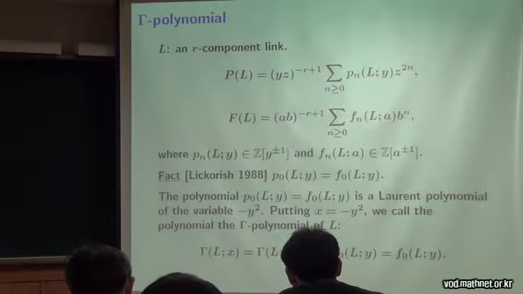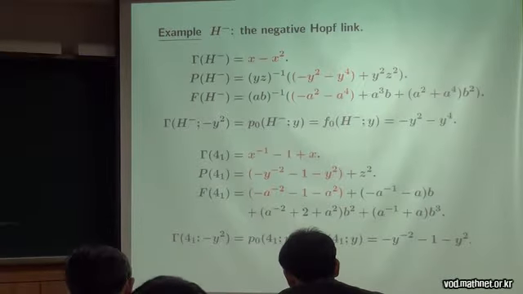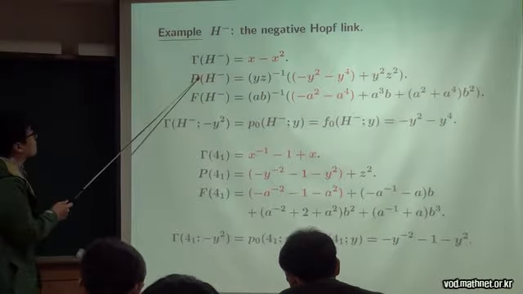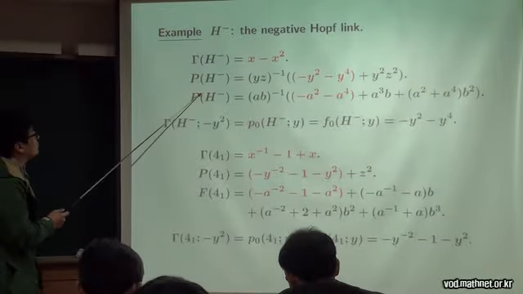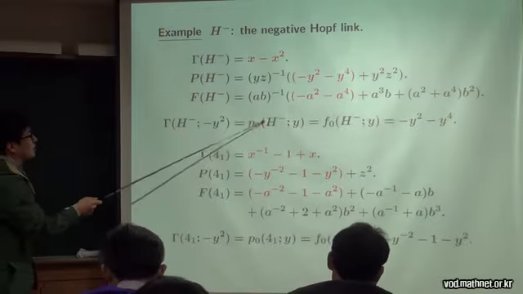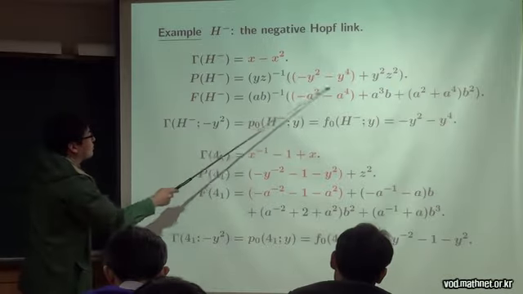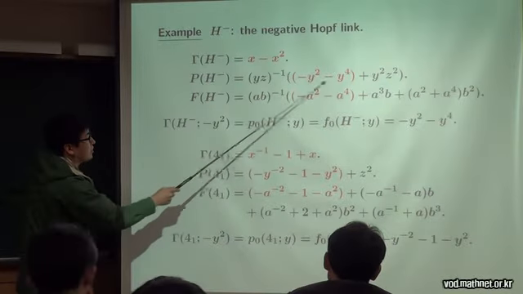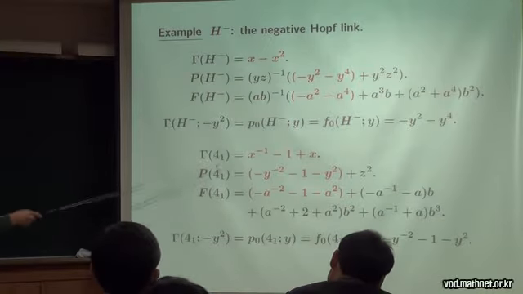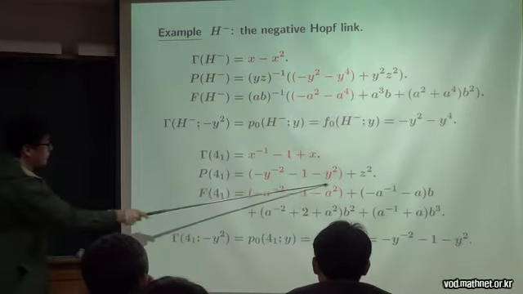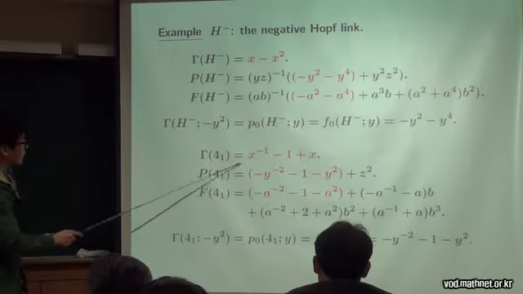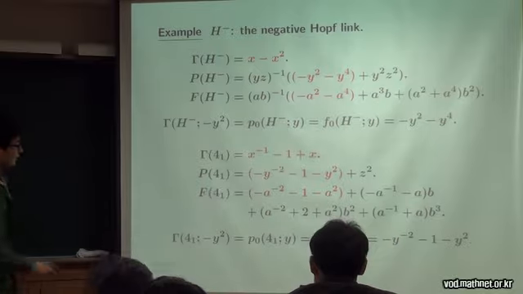For example, the gamma polynomial, HOMFLY-PT polynomial and Kauffman polynomial of the negative Hopf link are like this. This part is P0. This part is F0. And this case is the figure-8 knot case. This part is P0, and this part is F0. And this is the gamma polynomial.